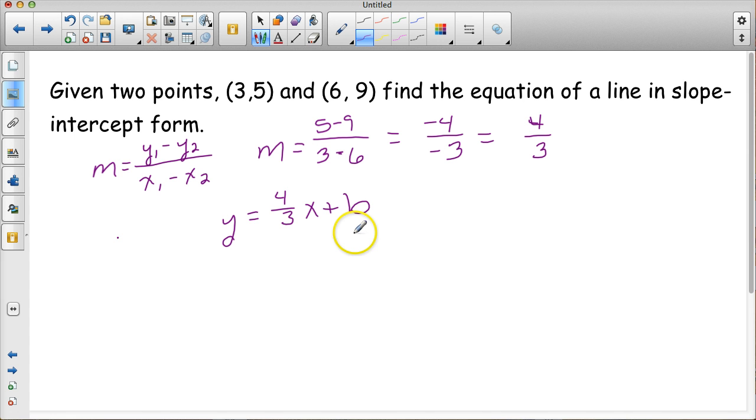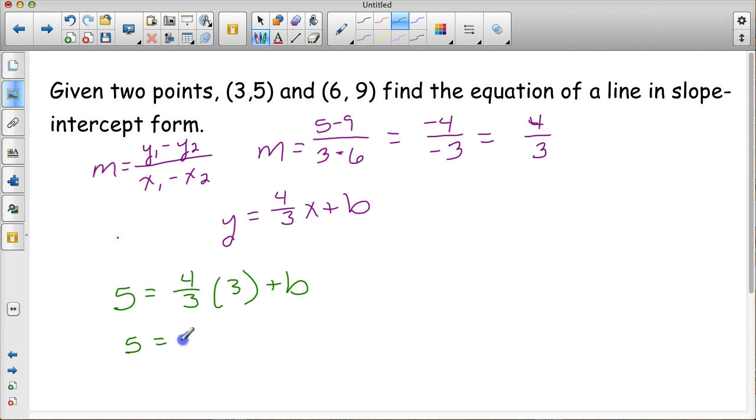I don't know my y-intercept, so I need to substitute either one of the points into this equation for x and y so that I can find b. I'm going to use the point (3, 5). That means that I have 5 equals 4/3 times 3 plus some number b. And I need to simplify and solve for b. So 4 divided by 3 times 3 means that my 3's cancel, and that equals 4.